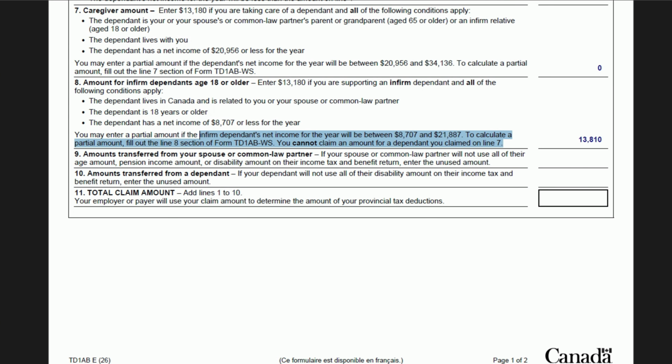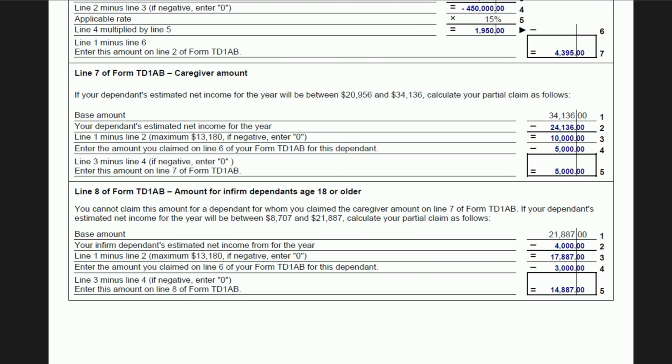Now let's look at the worksheet. This base amount by default will show up like this. Then you will enter the dependent's net income. Here for example, I have shown 4,000. If that is the net income, the balance will be the difference of 21,887 and $4,000. This is the amount which comes from my example.